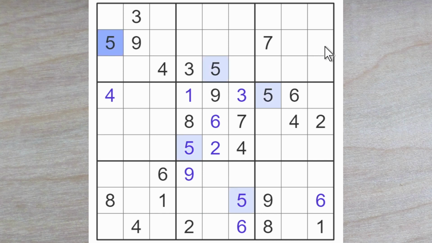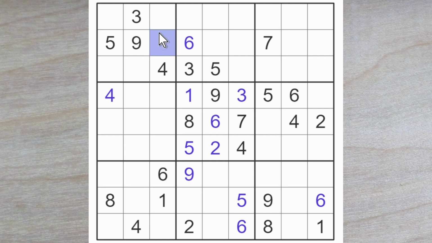Row 2 seems very difficult because we only have 3 givens. But have a look at the 6s. This 6 blocks here, this 6 blocks here, this 6 blocks here, and we got a 6 and a 6 blocking these squares. So a 6 has got to go here. These two squares must be a 4 and a 7.